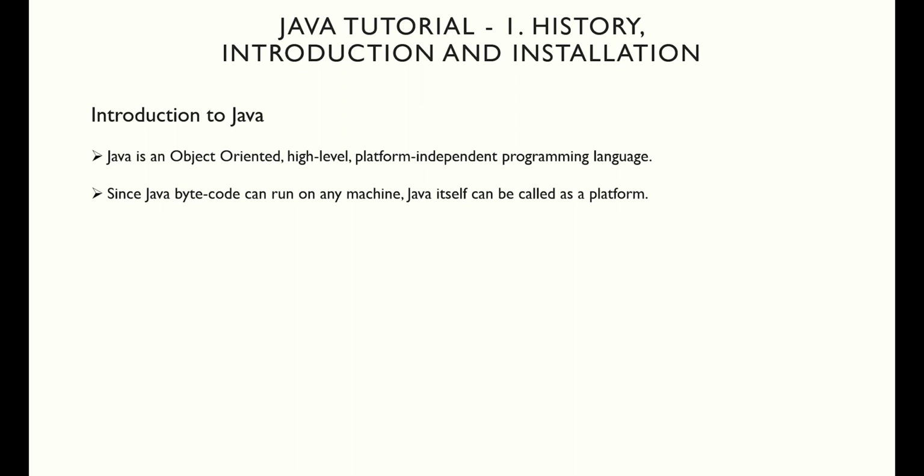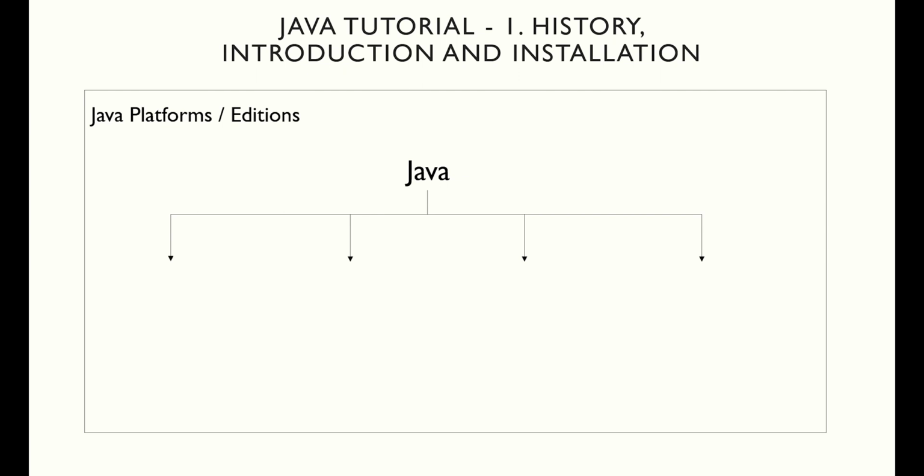Since Java's compiled code, that is the bytecode, is platform independent, it can run on any machine irrespective of the operating system and the hardware, with a runtime environment called JRE. Java itself can be called a platform. JRE stands for Java Runtime Environment. There are 4 platforms or editions of Java currently available.